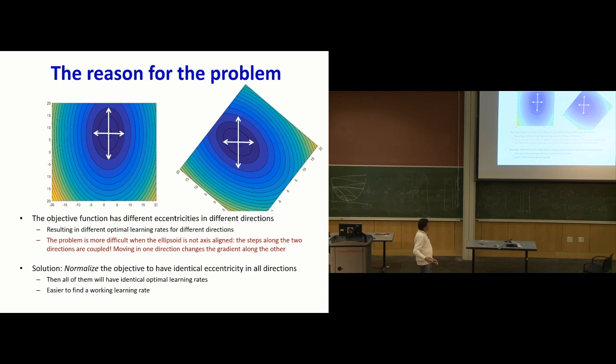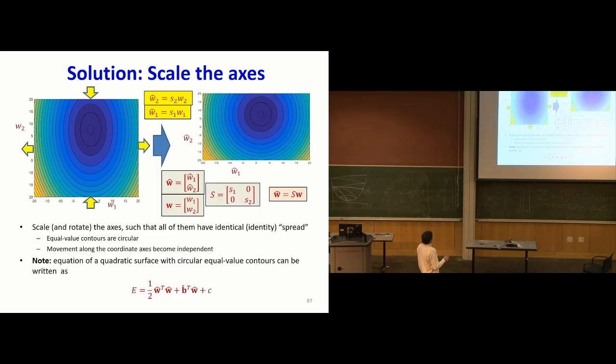So one way to deal with this is to somehow normalize the objective to have identical eccentricity in all directions. Then all of them will have identical optimal step sizes, and it's easier to find a working learning rate. So if I think of this as a function of W1 and W2, I want to scale W1 and W2 using two different scaling factors, S1 and S2, such that when both of these are scaled, the resulting contour plot is perfectly symmetric and circular. In this case, now I can find the location of the optimum on this figure. And on this figure, I know that the optimal step sizes in the different directions are all the same. And then having found that, I can go back and undo the scaling and find the true location.